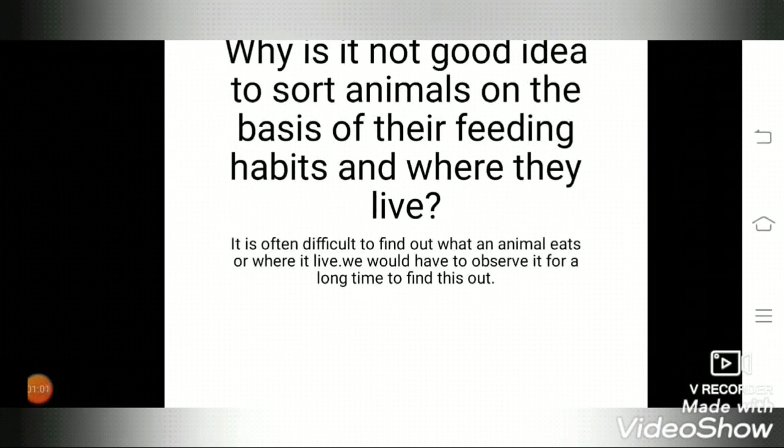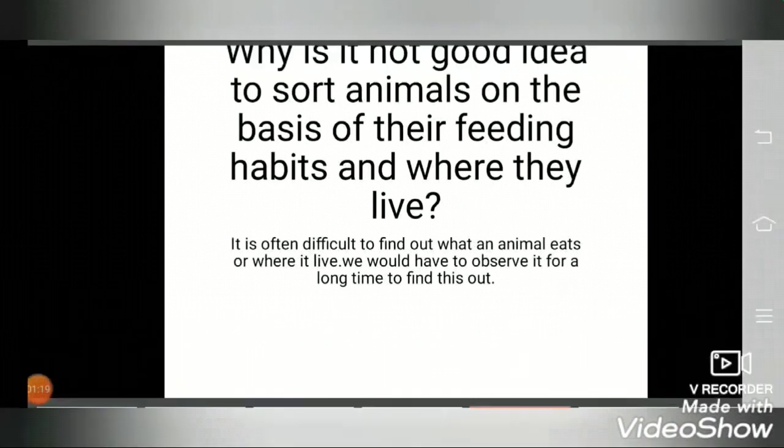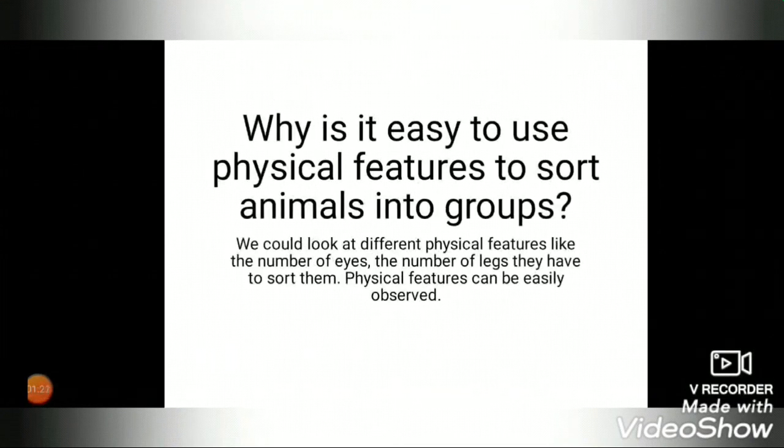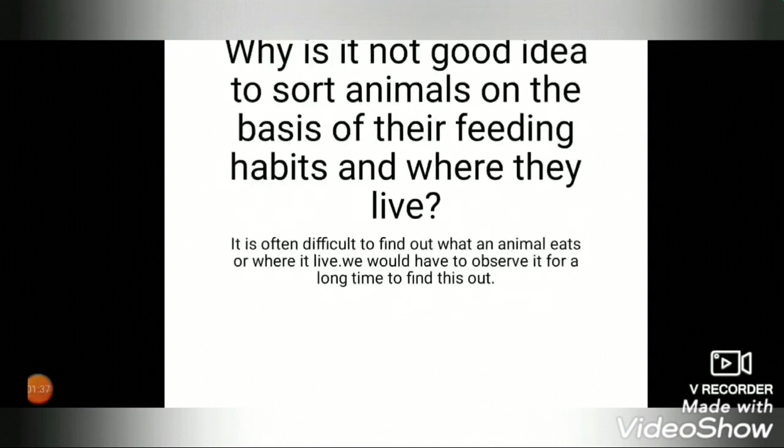Why is it not a good idea to sort animals on the basis of their feeding habits and where they live? So it's often difficult to find out what an animal eats or where it lives. We would have to observe it for a long time to find this out. Why is it easy to use physical features to sort animals into groups? We would look at different physical features like the number of eyes, the number of legs. Physical features can be easily observed.